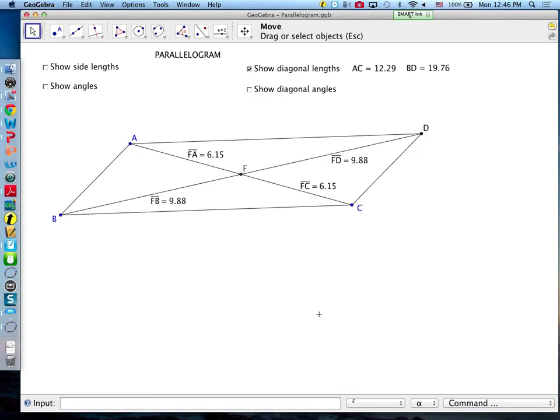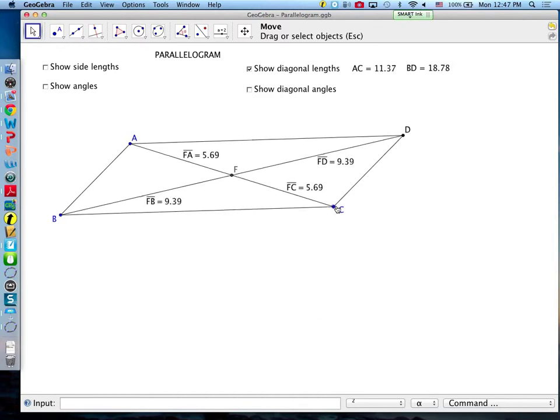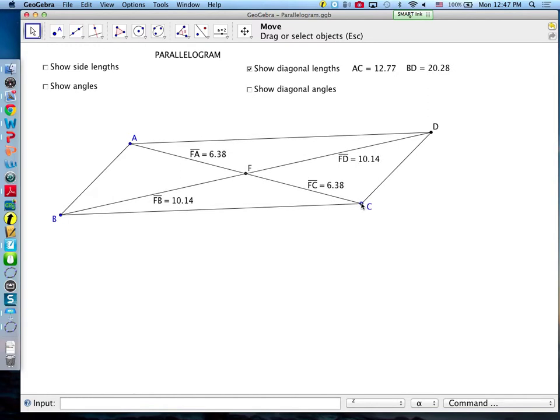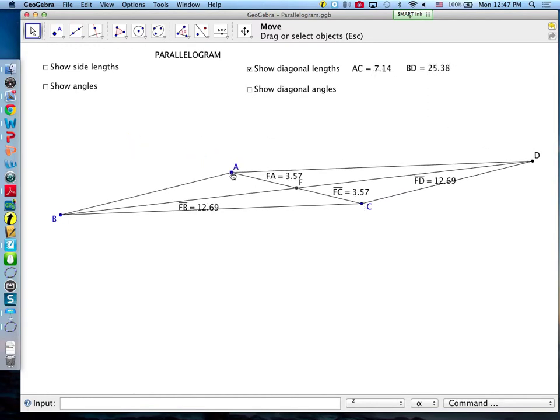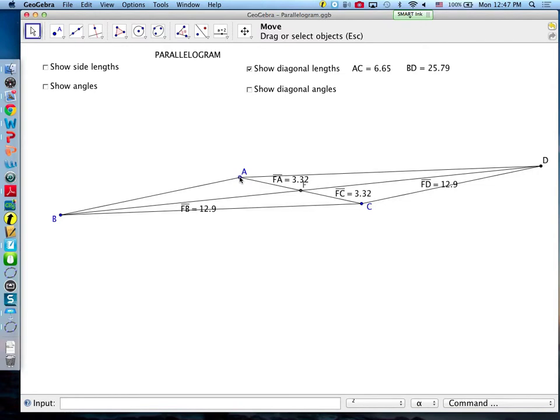Now, I've got two things showing here. These are the little measurements. So Connor was thinking these two would be the same. They are. And the other two are the same. But when you total, the total of AC and the total of BD, they are not the same. And you can make parallelograms where they're almost the same, and you can make them where they're definitely different. One diagonal is a lot more than the other.